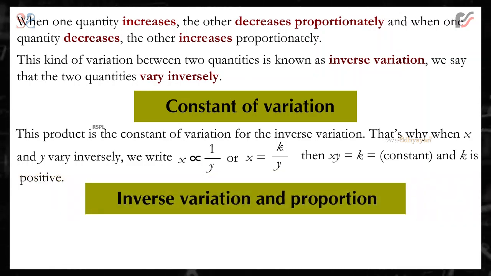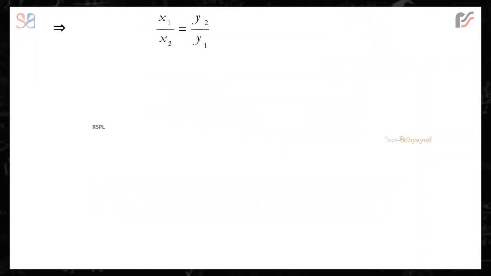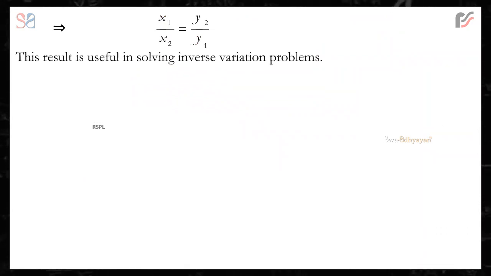Inverse variation and proportion. If x1 and x2 are two different values of x, and y1 and y2 are the corresponding values of y, then x1 y1 is equal to x2 y2. This implies x1 upon x2 is equal to y2 upon y1. This result is useful in solving inverse variation problems.